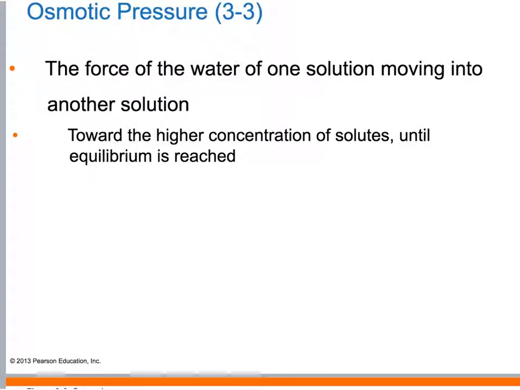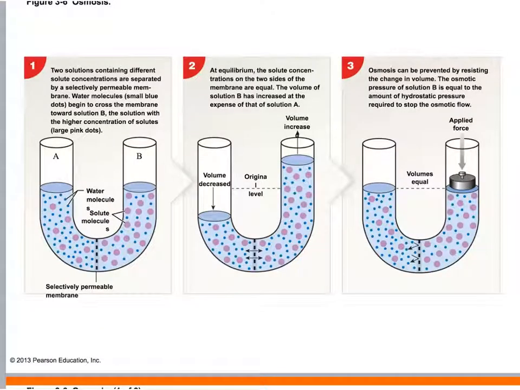Osmotic pressure is the force of water of one solution moving into another solution toward the higher concentration of solutes until equilibrium is reached. This is an example of osmotic pressure. The water is moving to the greater solute concentration. And now you could see that the water level is different in picture number 2. However, we have equilibrium at that picture.